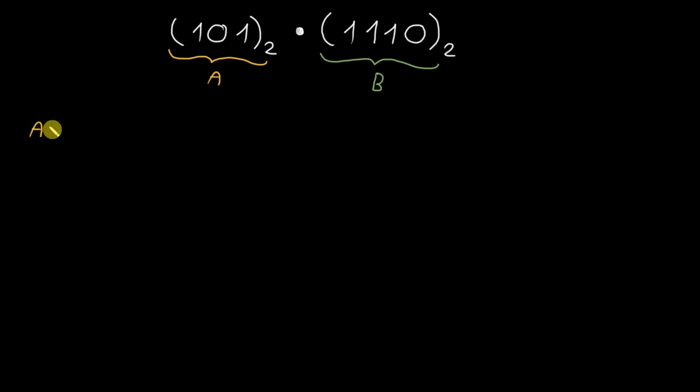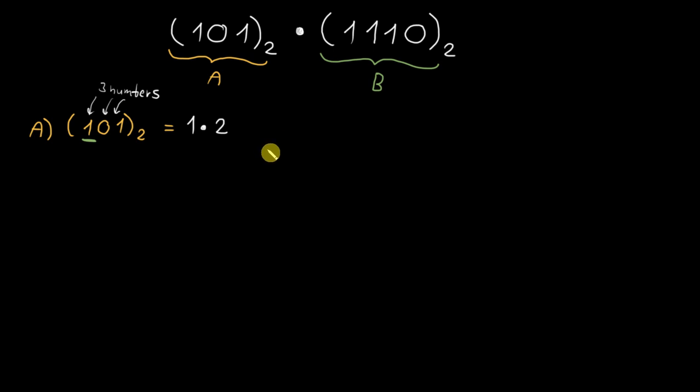I like to rewrite the problem. So we have 1, 0, 1, base 2. We have three numbers in total. This means that the first power will be to the power of 2. So we write down the first number right here, 1 times 2.